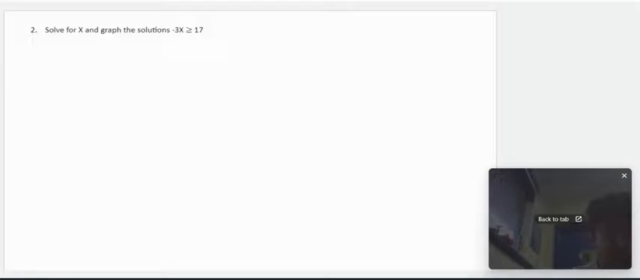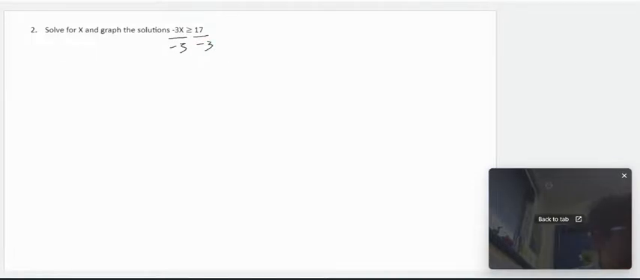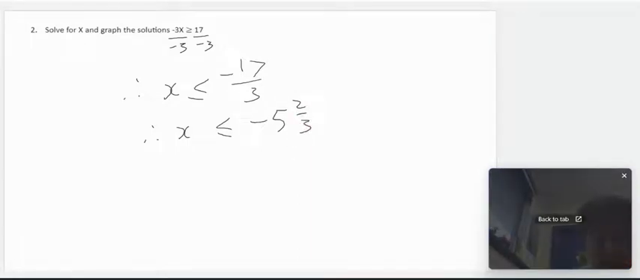Next question. Solve for x and graph the solutions. All right, let's divide both sides by minus 3. Divide both sides by minus 3. So therefore, x is less than or equal to negative 17 over 3, which as a fraction is minus 5 and 2 thirds.